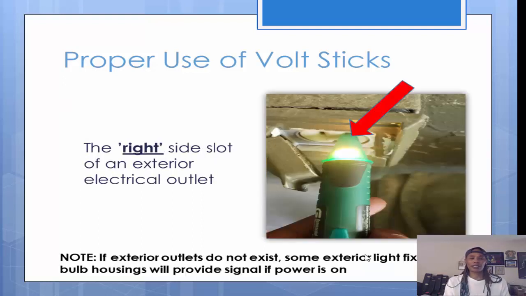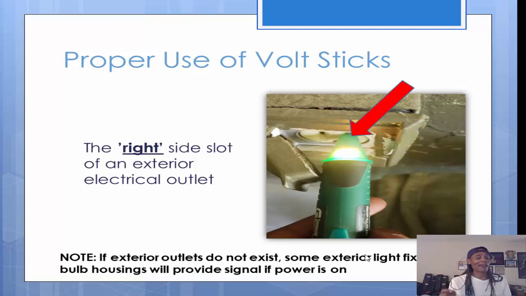As you can see in this picture, this is the right side of an electrical outlet, and the light is lit up once I stuck it in the slot. It lights up and it beeps, so that indicates to me that there is voltage running to that socket. That's an indication that the electricity is on.